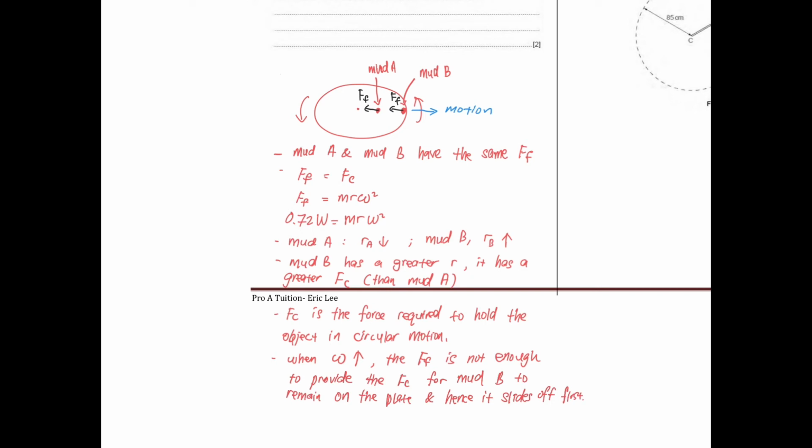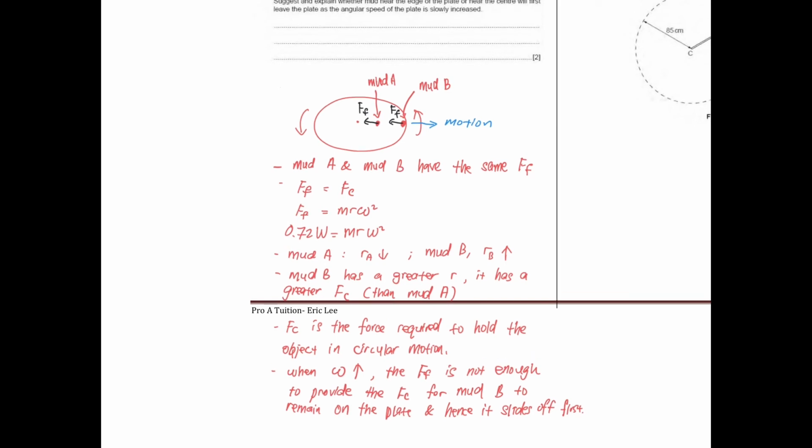So basically it's like that. Mud B needs a greater centripetal force. So when the thing rotates faster and faster, the frictional force, which is the same value all the time, is not enough to maintain mud B on the plate, as mud B requires a greater centripetal force. So not enough to provide that value, then it's off. So the idea is like that. But the question is just a 2 marks question. How to summarize all this information in 2 marks?